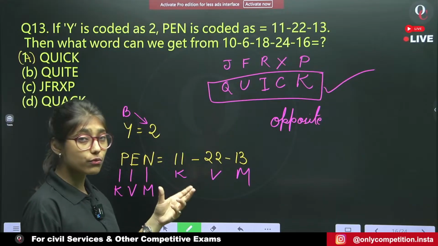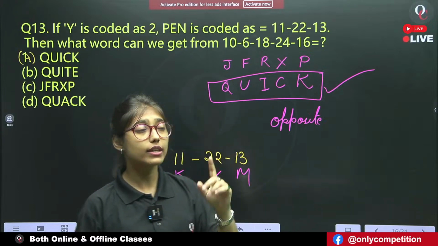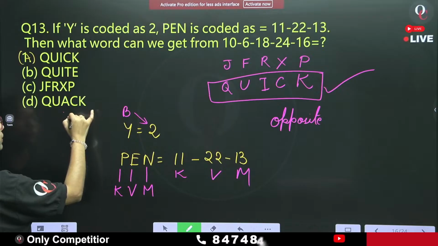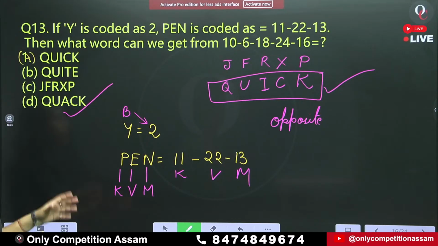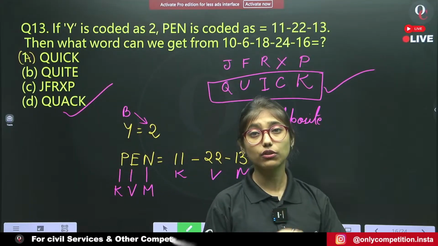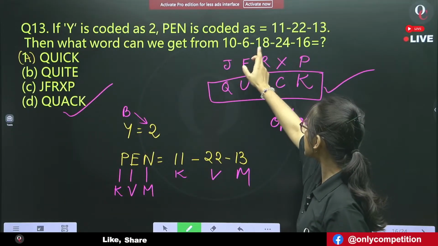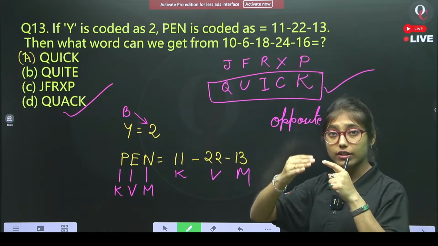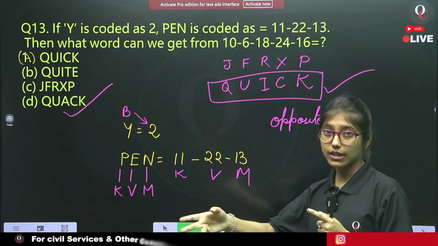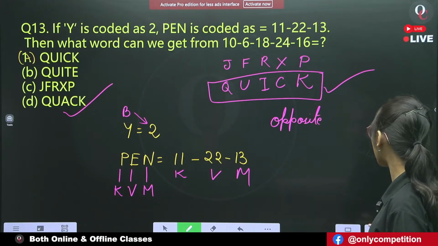The examiner tries to confuse you the most. So what will he do? He will also give this kind of options such as option 3, but we have to be very calm and composed. Using the pattern, we need to find the answer. That means first you have to find the position values of 10, 6, 18, 24 and 16. After that, you need to find the opposite pair of that particular letter. Understood? All good? Okay. Fine.